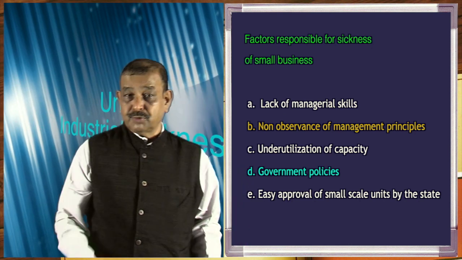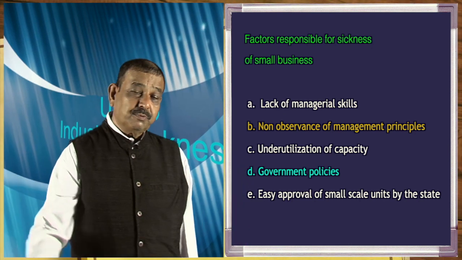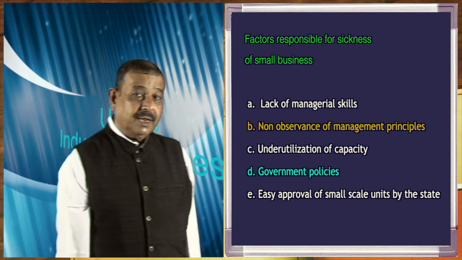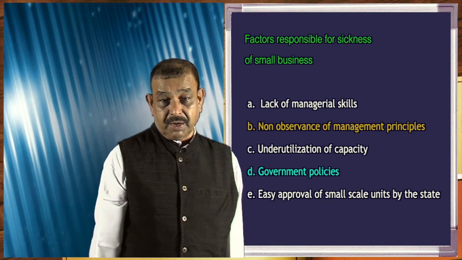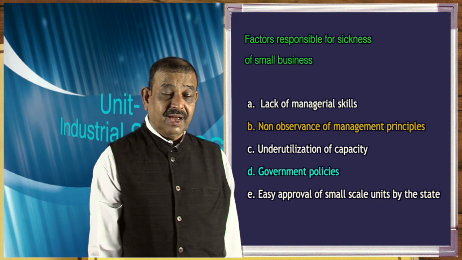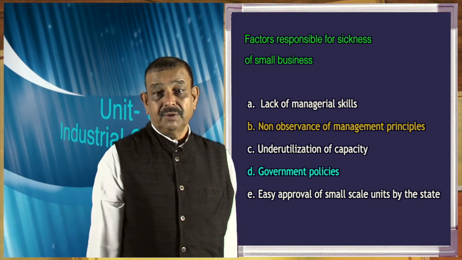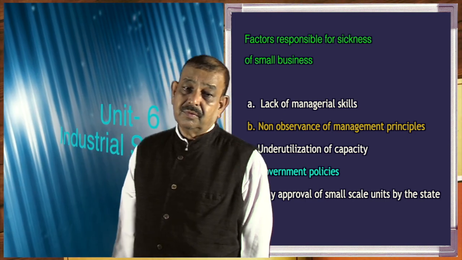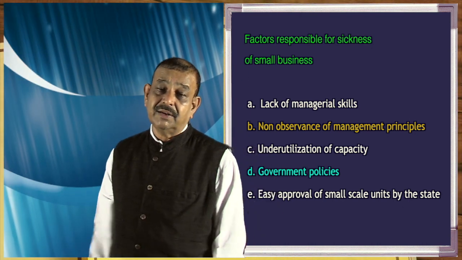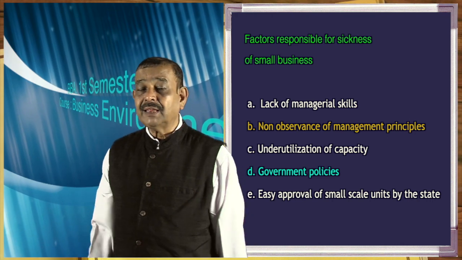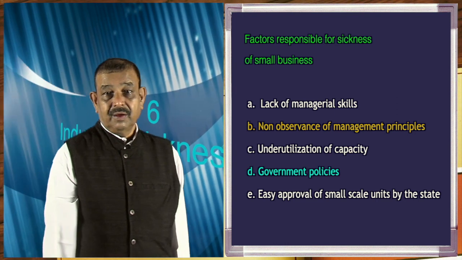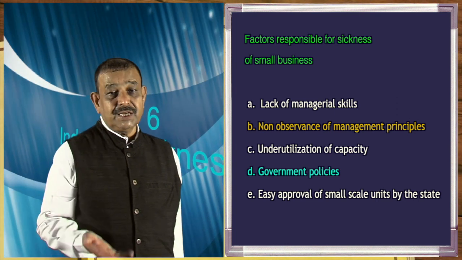They face problems in terms of sourcing raw materials. They face problems in recruiting trained workers. They face problems in competing with the national counterparts, the branded companies, and they fail to establish their brands. And ultimately, they have to close down their factories. So the government gives easy approval, and that attracts the entrepreneurs to start their enterprises. But at the time of implementation, they face the real-life challenges. So government approval is required.